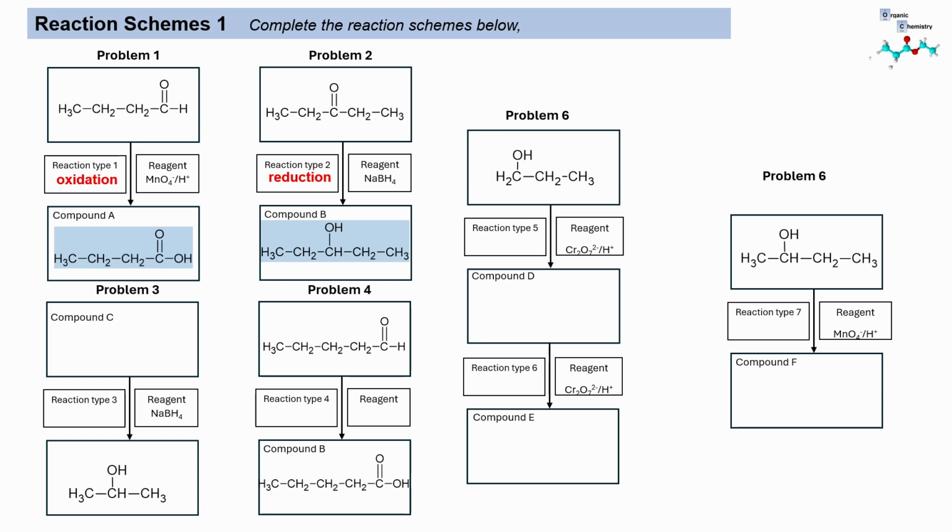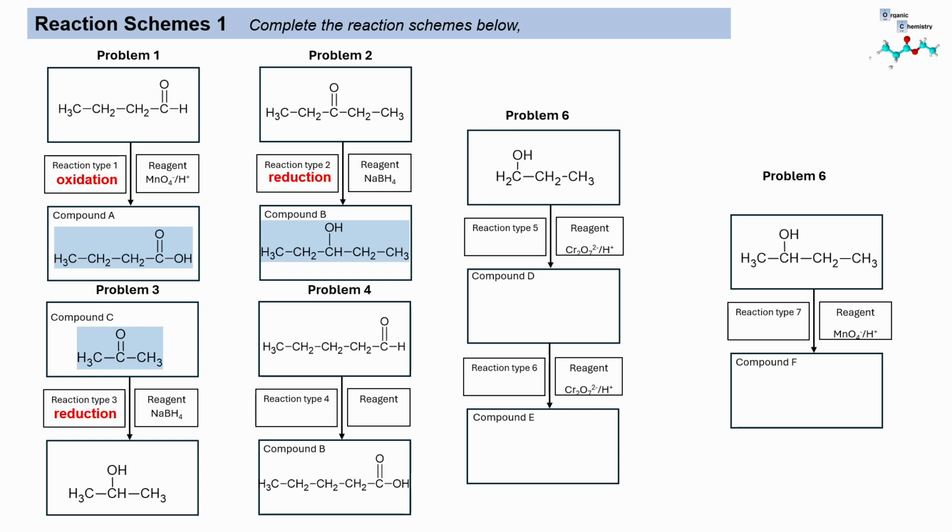This is reduction, and this is the answer, the molecule that it will look like. Okay, let's go down to problem 3. Problem 3, in this one here, we're given the answer, we're given the product, and we have the reagent as sodium borohydride again. So we know that this is going to be reduction, but what was it reduced from? Well, it must have started with more oxygen carbon bonds, so it must have a carbon double bond oxygen in the middle, and this is a reduction reaction.